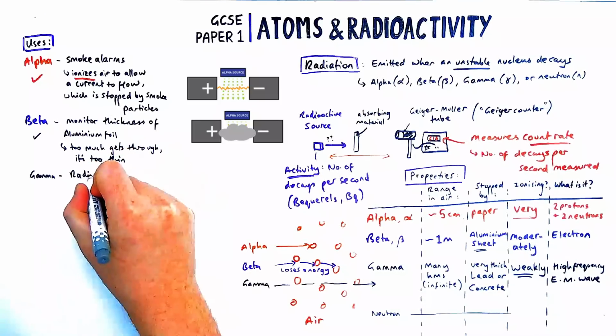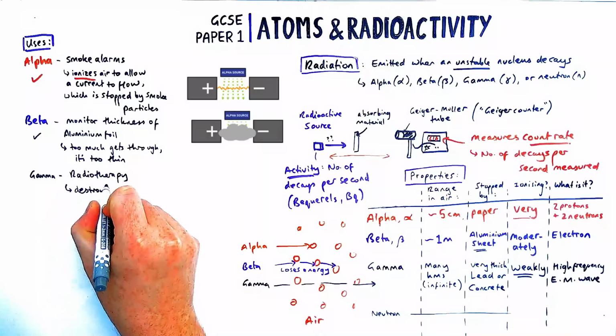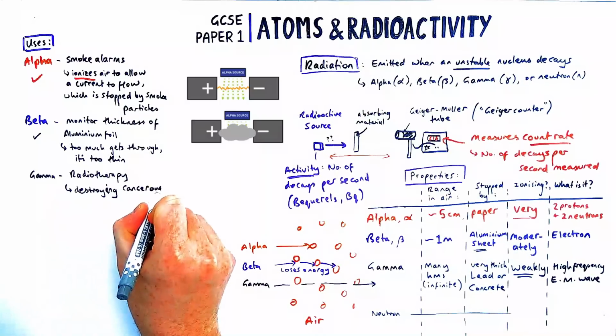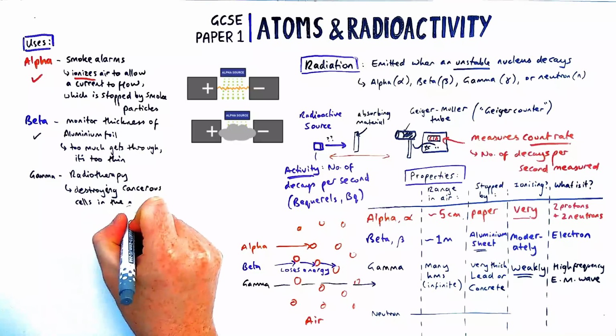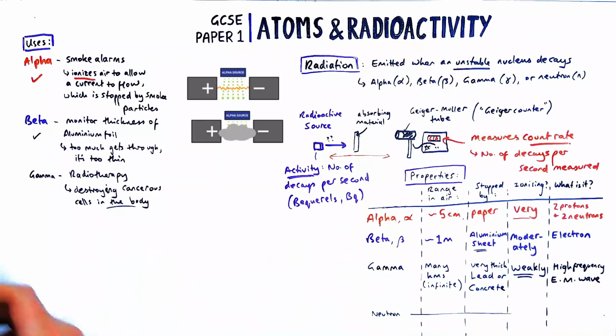Gamma radiation is used in radiotherapy. This is used to destroy cancerous cells in the body. Now, it can destroy them because it's ionising, but more importantly, the radiation can get through the skin and into the body, unlike alpha and beta, which can't do that.